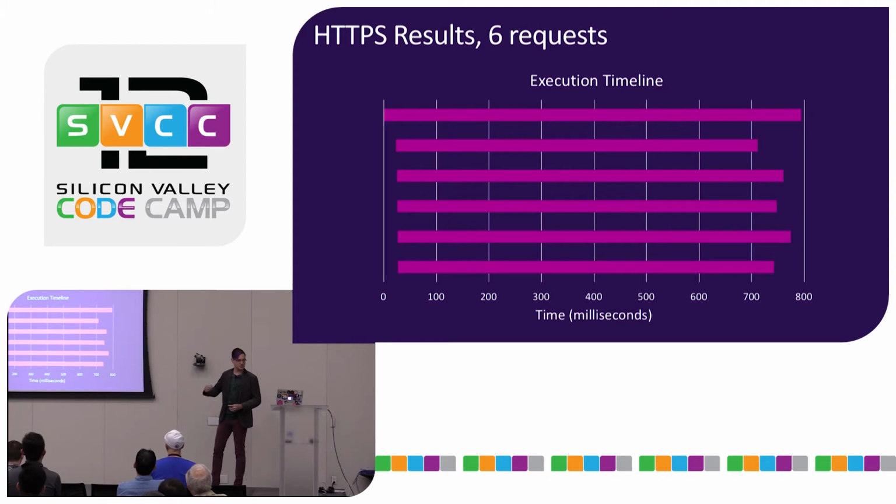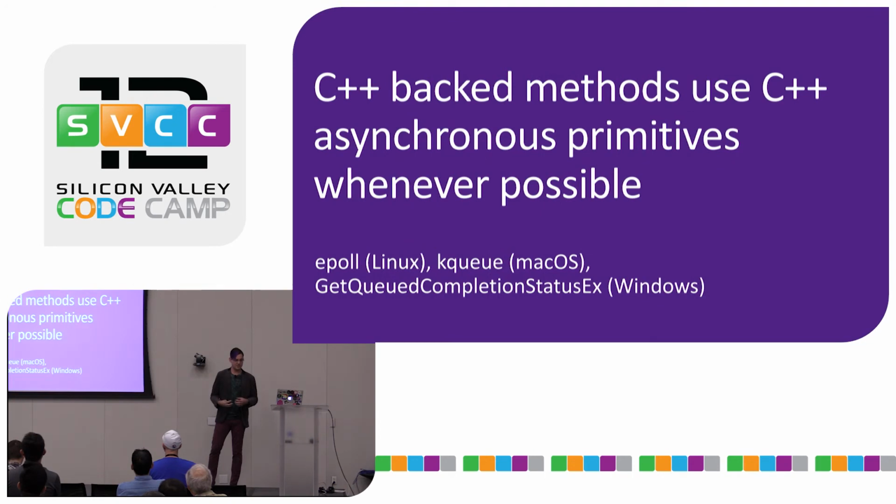When we did this, we can see we did all the requests. They all still took about 700 milliseconds. So it implies that the thread pool isn't doing the same thing here. And the reason for that is inside of Node.js, we try to make use of C++ asynchronous primitives whenever possible. It turns out you can actually do asynchronous programming in C++ as well as in Node.js and in JavaScript. It looks a little bit differently.